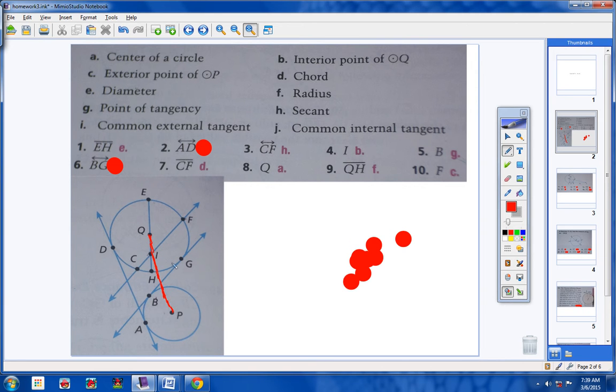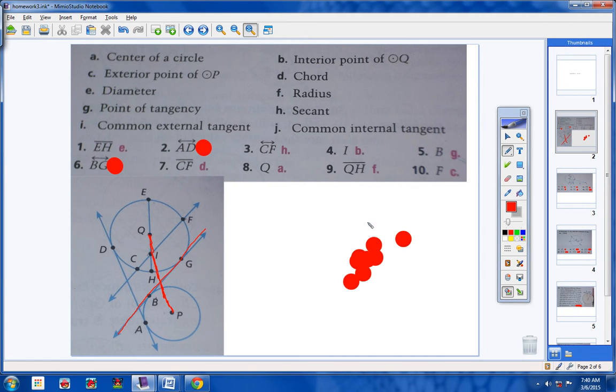Now, if a line of tangency intersects that red line, like this one here does, we call that a common internal tangent, which makes sense because it's inside the two circles. It passes in between them, okay? So this line here crosses this imaginary line drawn between two centers of a circle. So this line segment here, BG, is a common internal tangent, okay?